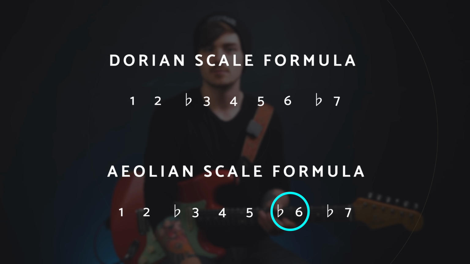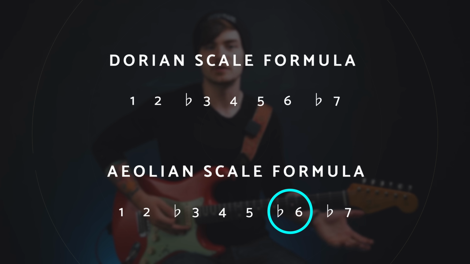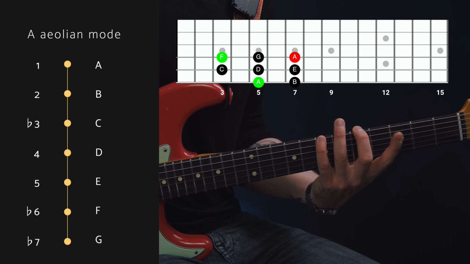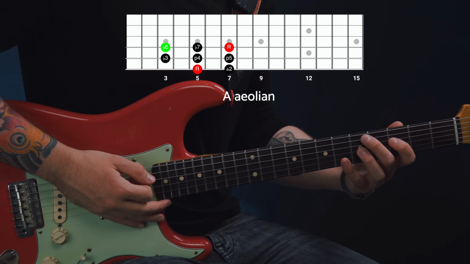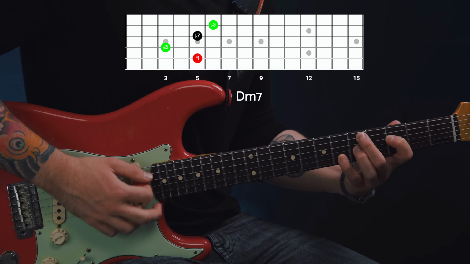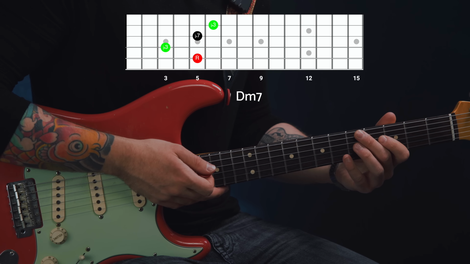Now remember, the Aeolian mode has a flat 6. Measured against an A root note, that gives you the note F. 1, 2, 3, 4, 5, 6. So A Aeolian over that D minor 7th chord will work so much better, because the flat 6 of the scale and the flat 3rd of the chord are the same note, F.